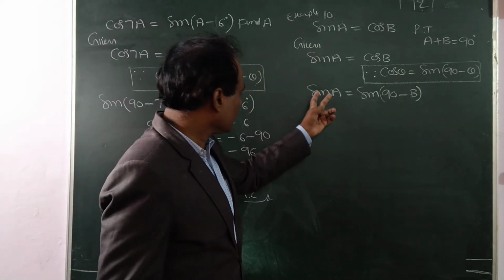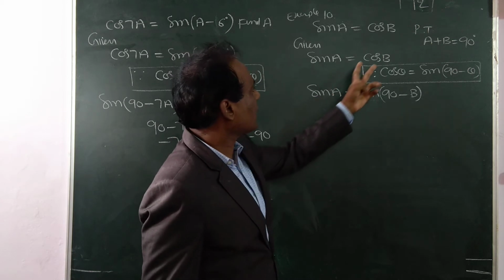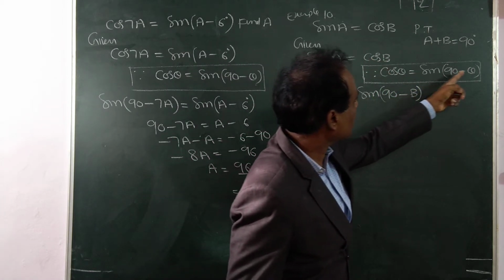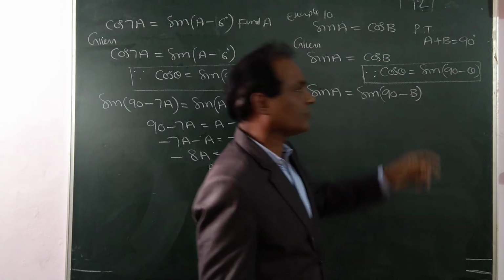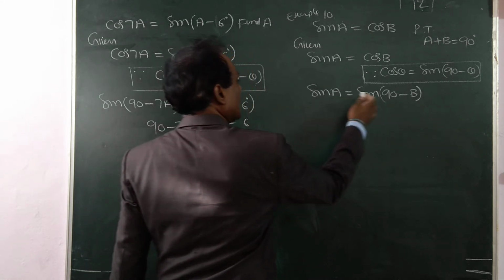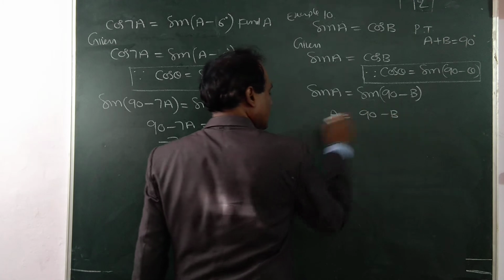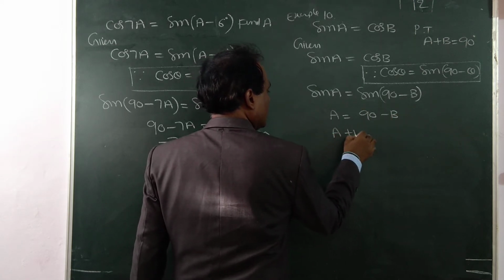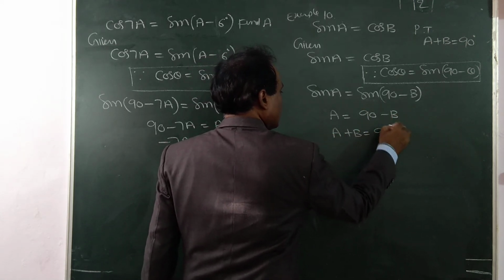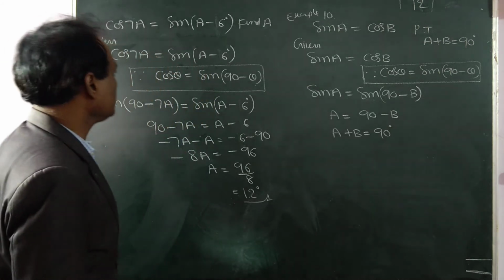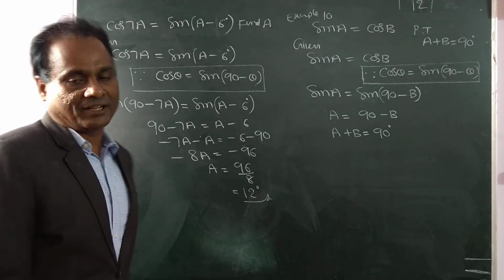Left side continues. The same step is written once again: cos B is equal to sin of 90 minus B. Sin is the same, so A is equal to 90 minus B. Taking B to this side, A plus B is equal to 90. Right.